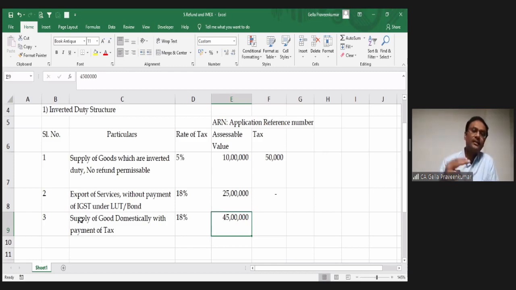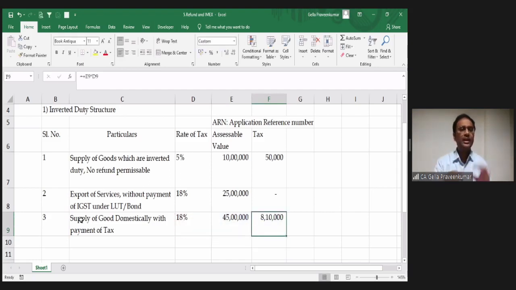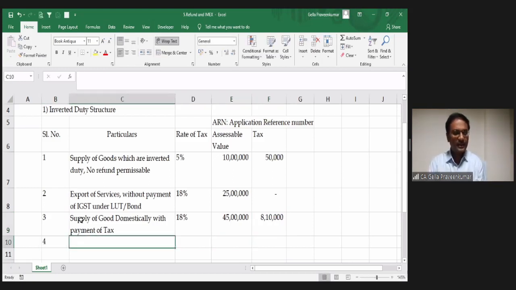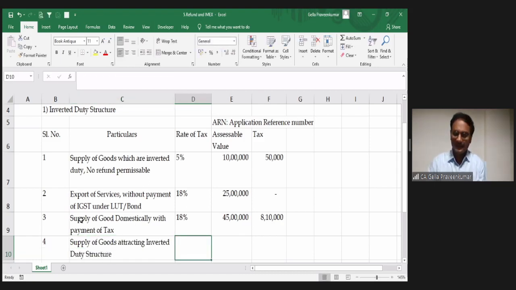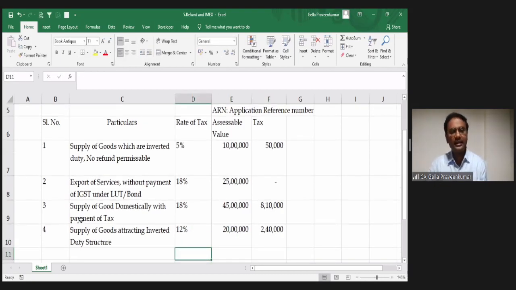Second category, export with LUT or bond, which is a service category. Third, there is a supply which happened in the domestic market. So this multiplied by this, I get my tax payment. So friends, what I have captured here is my outward supply during a period and the taxes paid or payable during that period. Now I give one more entry called supply of goods attracting inverted duty structure. Say my inverted duty structure is 12% and the value of goods I have supplied is 20 lakhs. Now how much is the tax I have paid? So this into this is my tax paid, right?